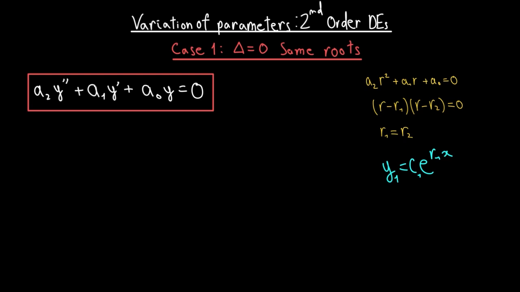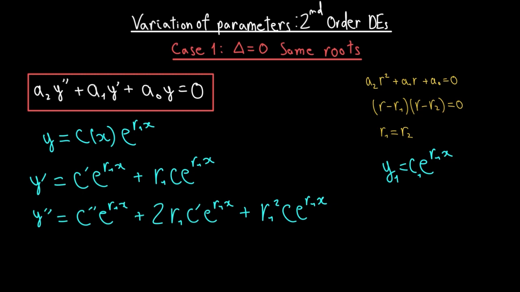We have y1, which is equal to c1 e to the r1x. So now what we do is we vary the constant, we vary the parameter. We vary the c1 over here. So let's test it out. We have y is equal to c, which is now a function, c of x times e to the r1x.